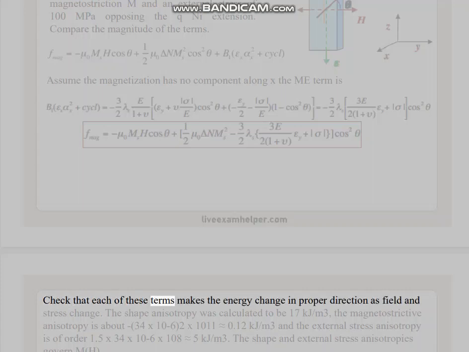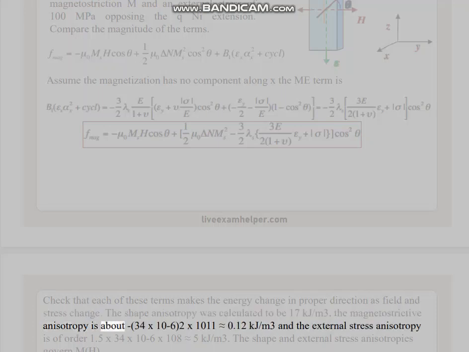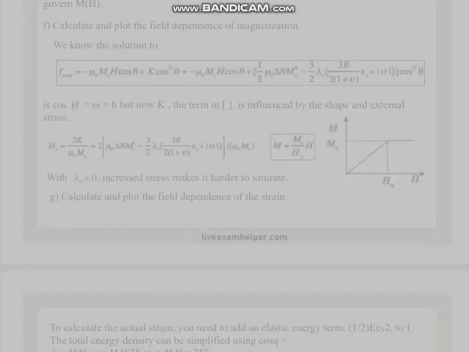Check that each of these terms makes the energy change in the proper direction as field and stress change. The shape anisotropy was calculated to be 17 kJ/m³. The magnetostrictive anisotropy is about 34×10^-6 × 2×10^11 approximately equals 0.12 kJ/m³, and the external stress anisotropy is of order 1.5 × 34×10^-6 × 10^8 approximately equals 5 kJ/m³. The shape and external stress anisotropies govern M versus H.